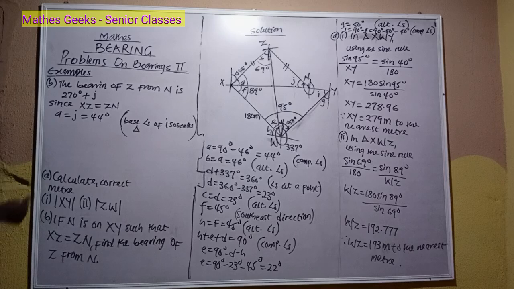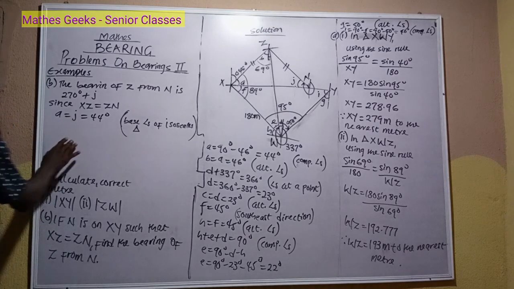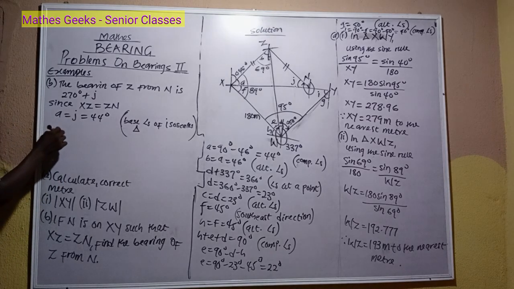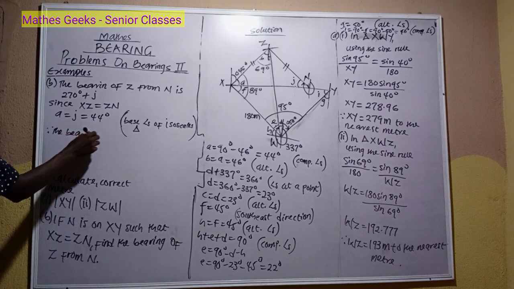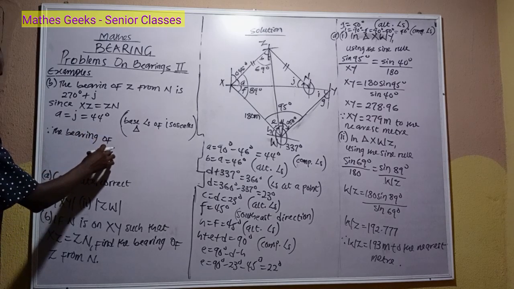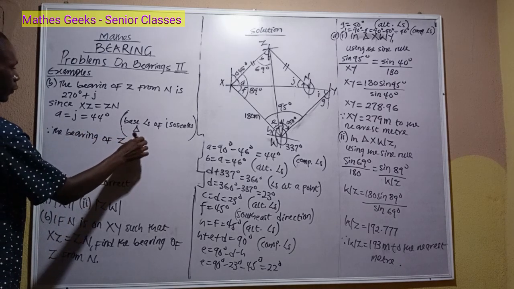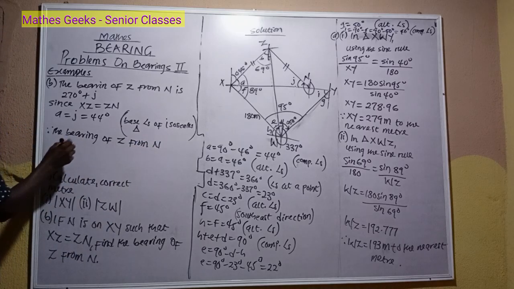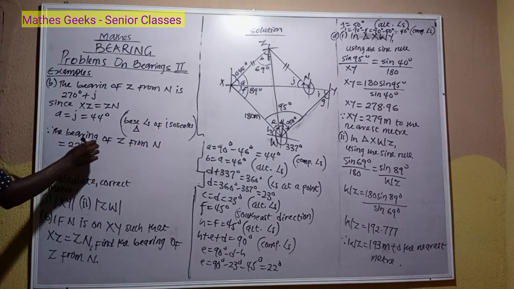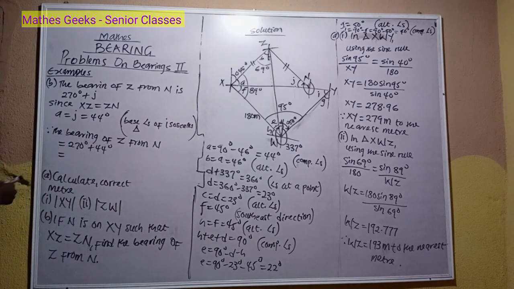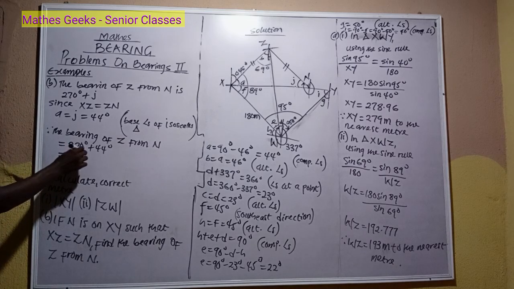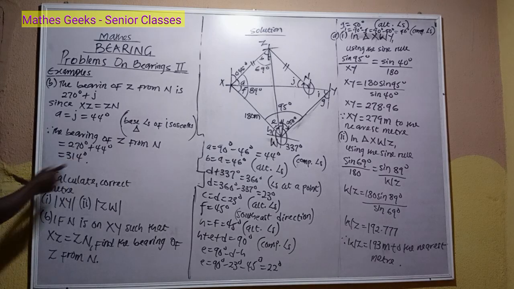So we've already gotten J. Therefore the bearing of z from n is equal to 270 degrees plus 44 degrees. That's equal to 314 degrees. That's the answer.